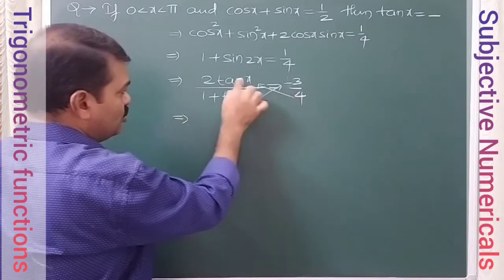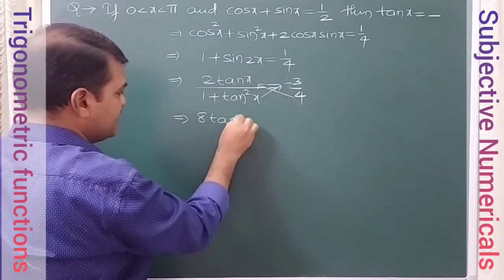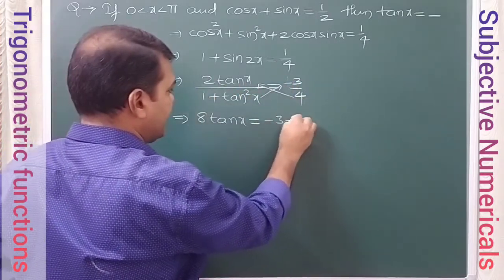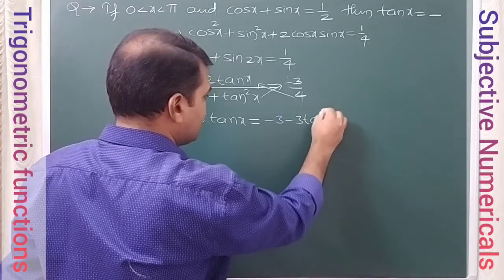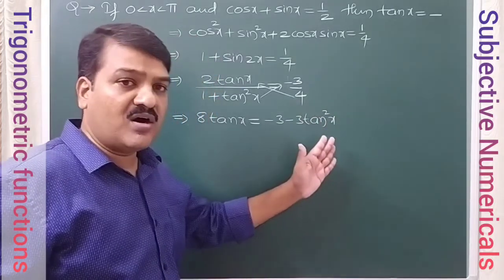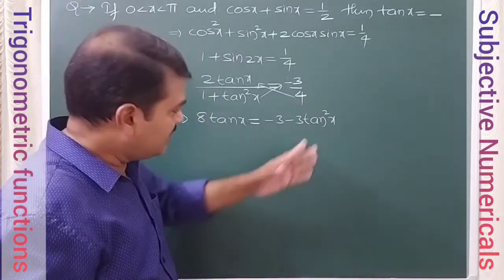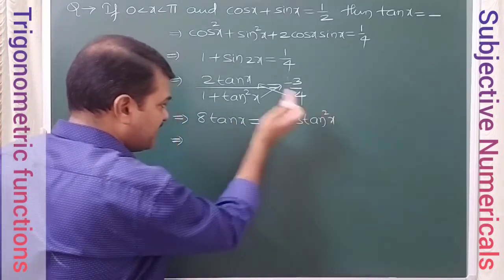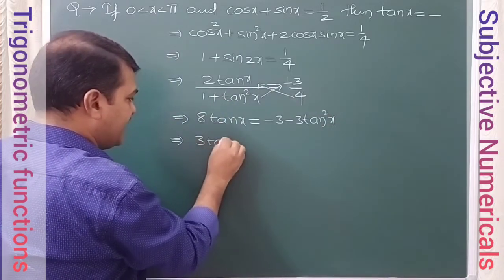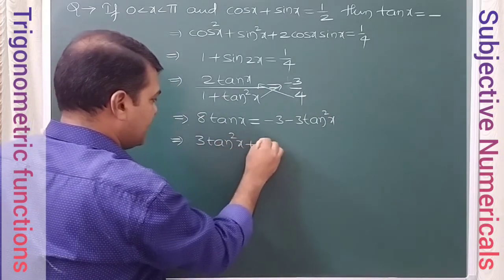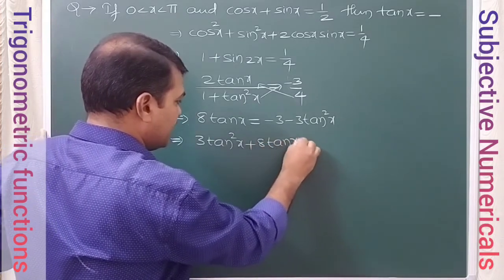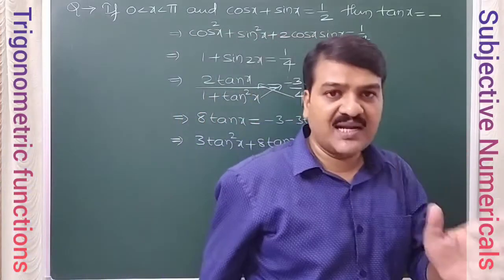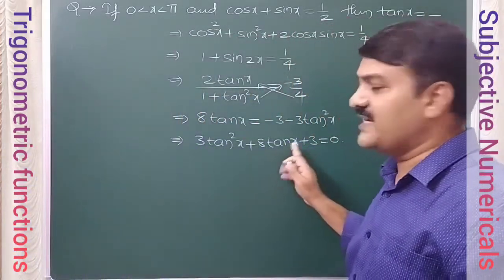So 4 into 2 tan x means 8 tan x, equal to minus 3 into the denominator part, so minus 3 tan square x. Let us shift all the terms to the LHS side. Then we will get 3 tan square x plus 8 tan x plus 3 is equal to 0.